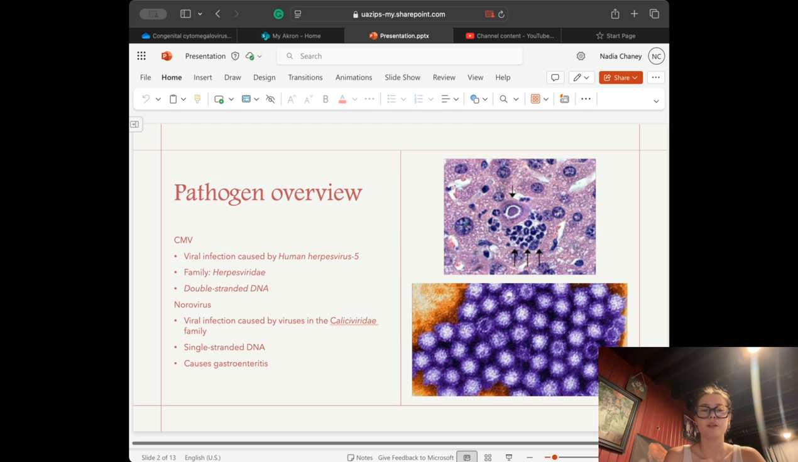For norovirus, it is also a viral infection. It is caused by viruses in the Calliciviridae family. It has single-stranded DNA, and it causes gastroenteritis.